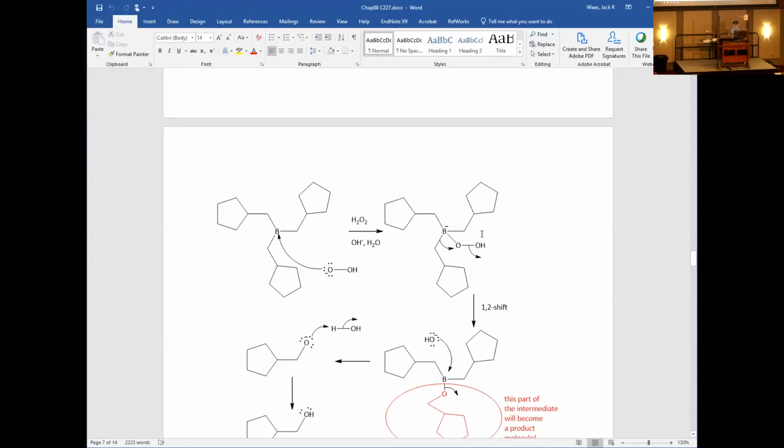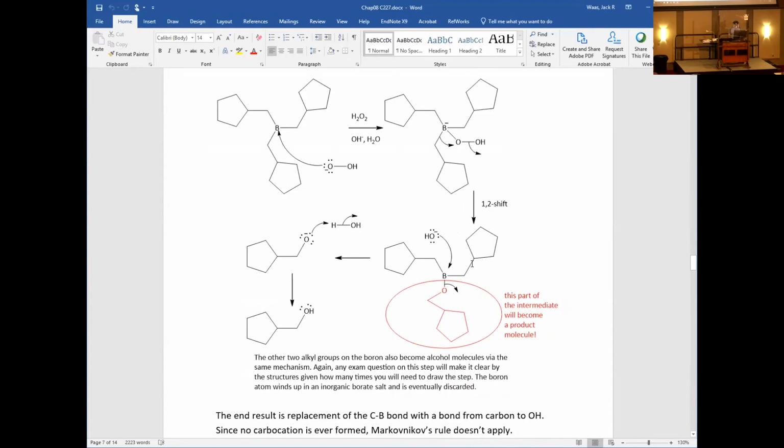This does release another hydroxide ion, which we already have plenty of in solution, so it's not unusual to make some more. That will give us this species here. And then what happens is hydroxide ion will again act as a nucleophile onto that boron atom. And nothing surprising about this step either. Again, boron with only 3 bonds lacks an octet, so it's perfectly satisfied to undergo nucleophilic attack by the hydroxide ion. At that point, we break this boron-oxygen bond, and you get this alkoxide ion over here.